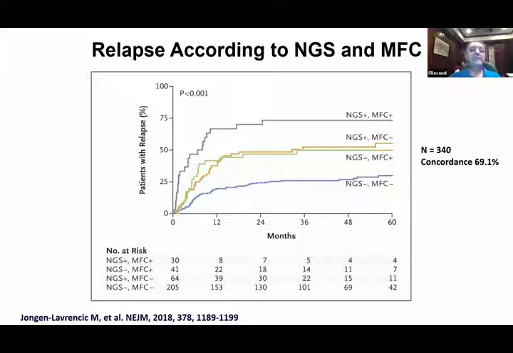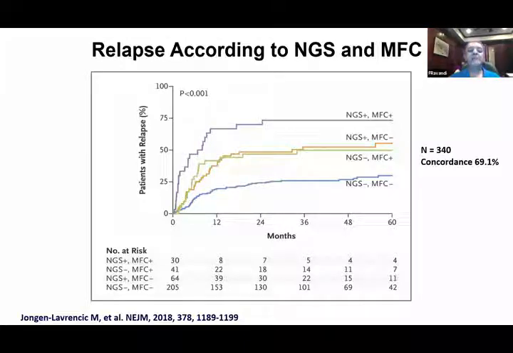Now, you can actually combine these assays. In this same study, they had a cohort of patients who had both flow results and NGS results. And you can see here, clearly, the patients who were both NGS negative and multiparameter flow cytometry negative, the blue line at the bottom, had the best outcome, the lowest likelihood of relapse.